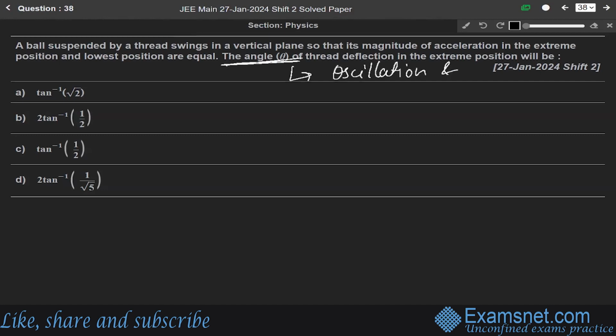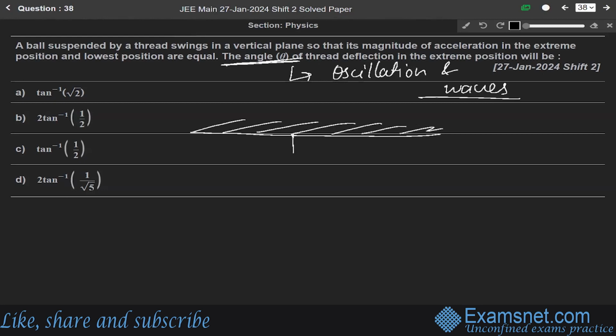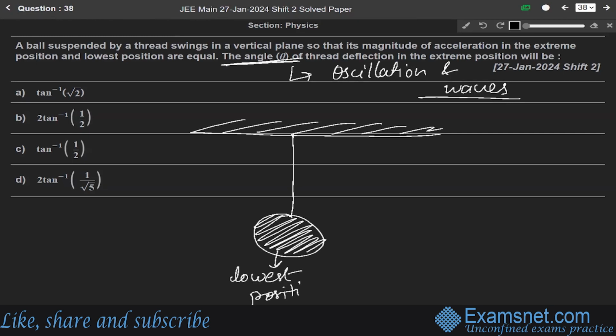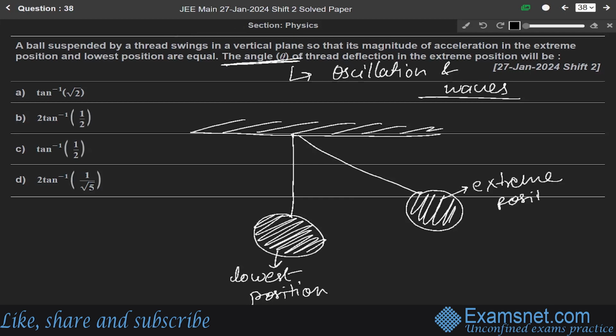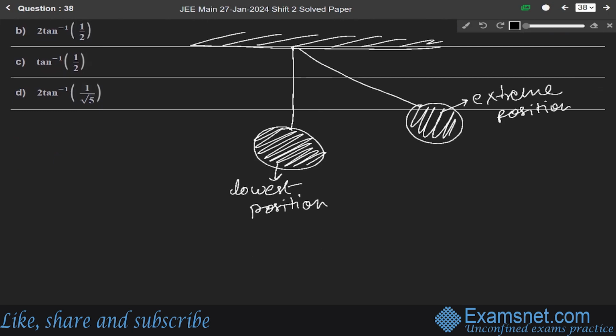Let us understand this question. Let us say there is a thread, and one ball is suspended through this thread. It is doing to and fro motion. This is the lowest position of the ball. When it is doing motion, its extreme position will be, let us say, this. Now, according to the question, the acceleration at the extreme position is equal to the acceleration at the lowest position.